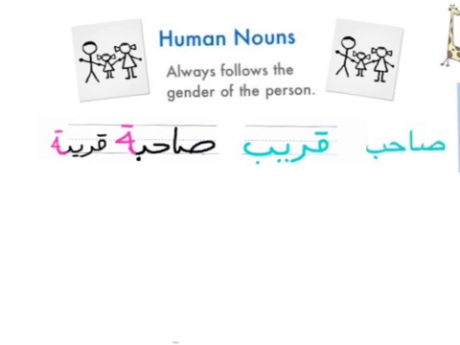Let's look at some examples. For instance, we have صاحب, قريب. صاحب meaning friend, and it's describing a human noun. Since صاحب is masculine, the adjective قريب, close, should be in the masculine too, في المذكر. Same goes for صاحبة, صديقة, friend, female friend. قريبة, the adjective takes تا مربوطة to describe a feminine human noun. So clearly here, the adjectives follow the nouns they describe in terms of gender.